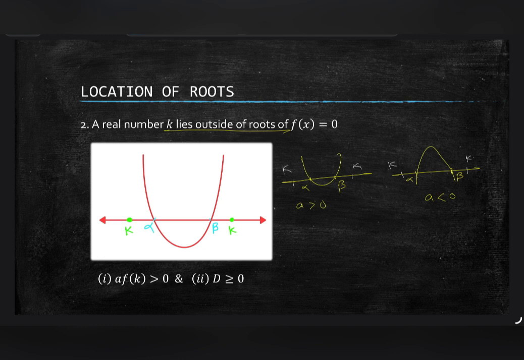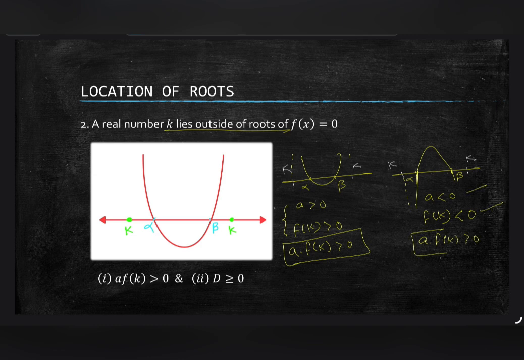Now for the first one, if I ask you what is f of k, can I say f of k is greater than 0? Likewise, in the second one, if I ask you what is f of k, what can we say? That f of k is negative, so f of k is less than 0. If I take these two together, we can say a into f of k is greater than 0. From here also a into f of k is greater than 0. Since a is negative and f of k is also negative, the product will be positive.